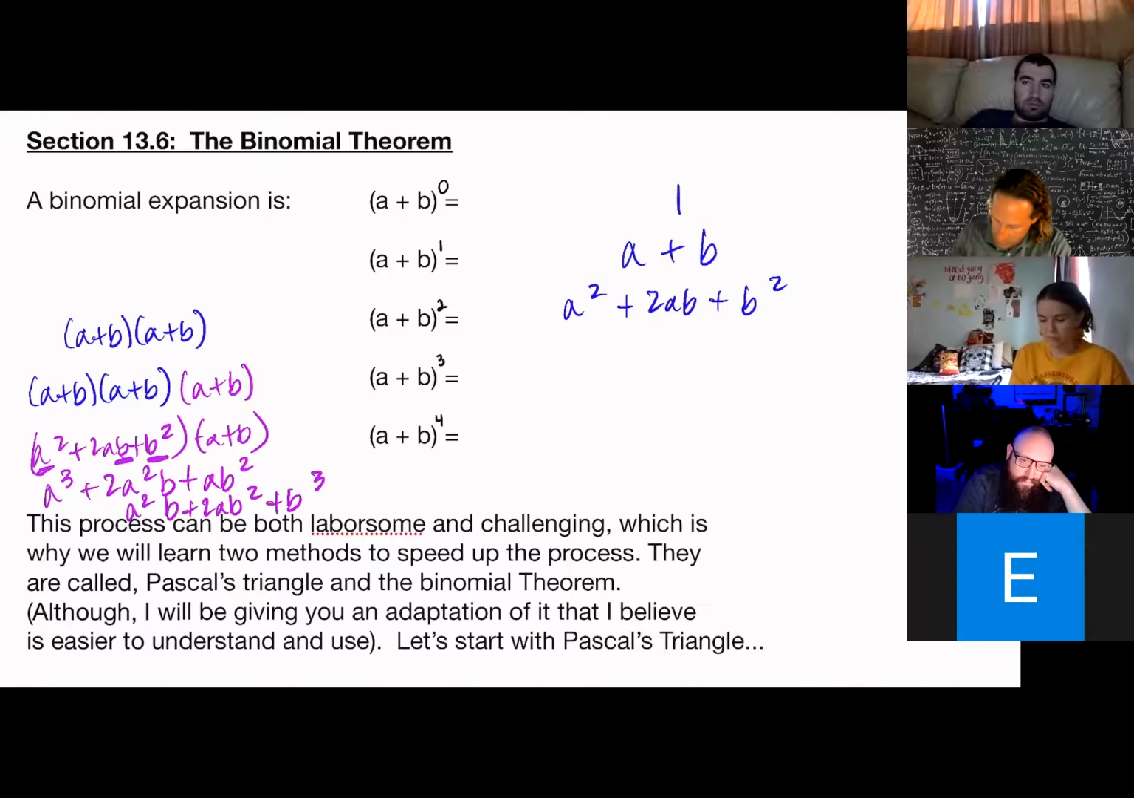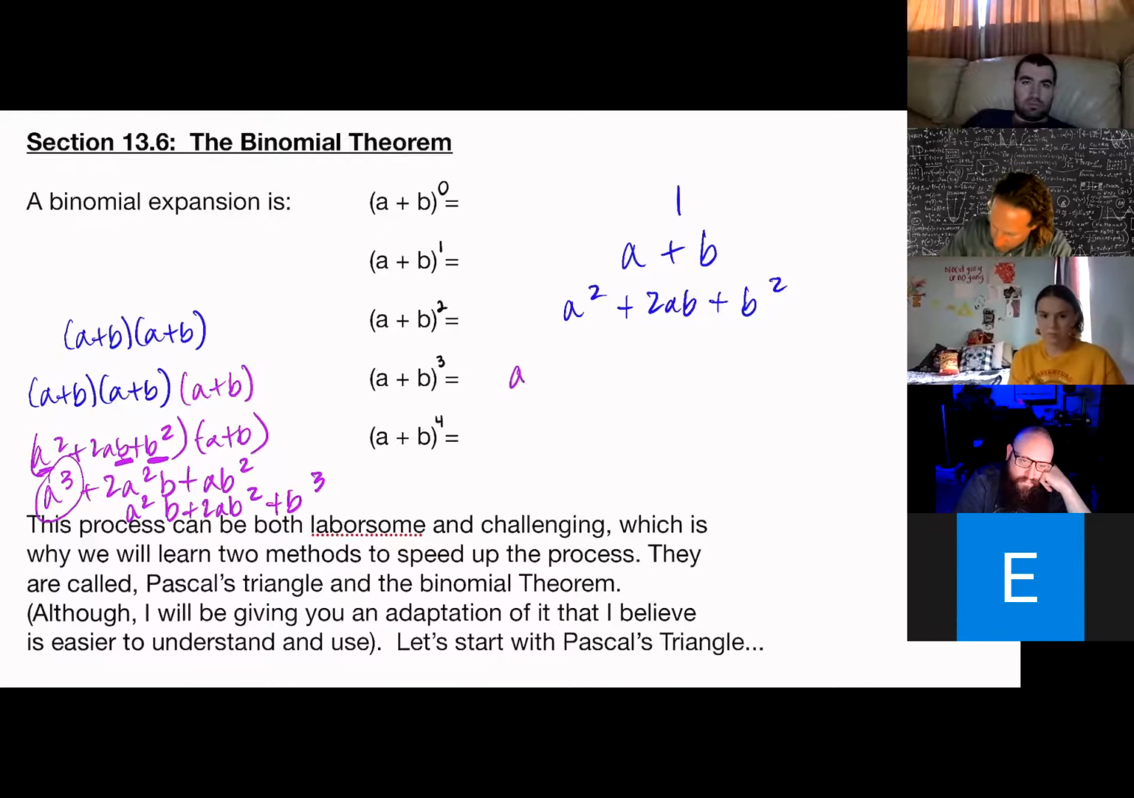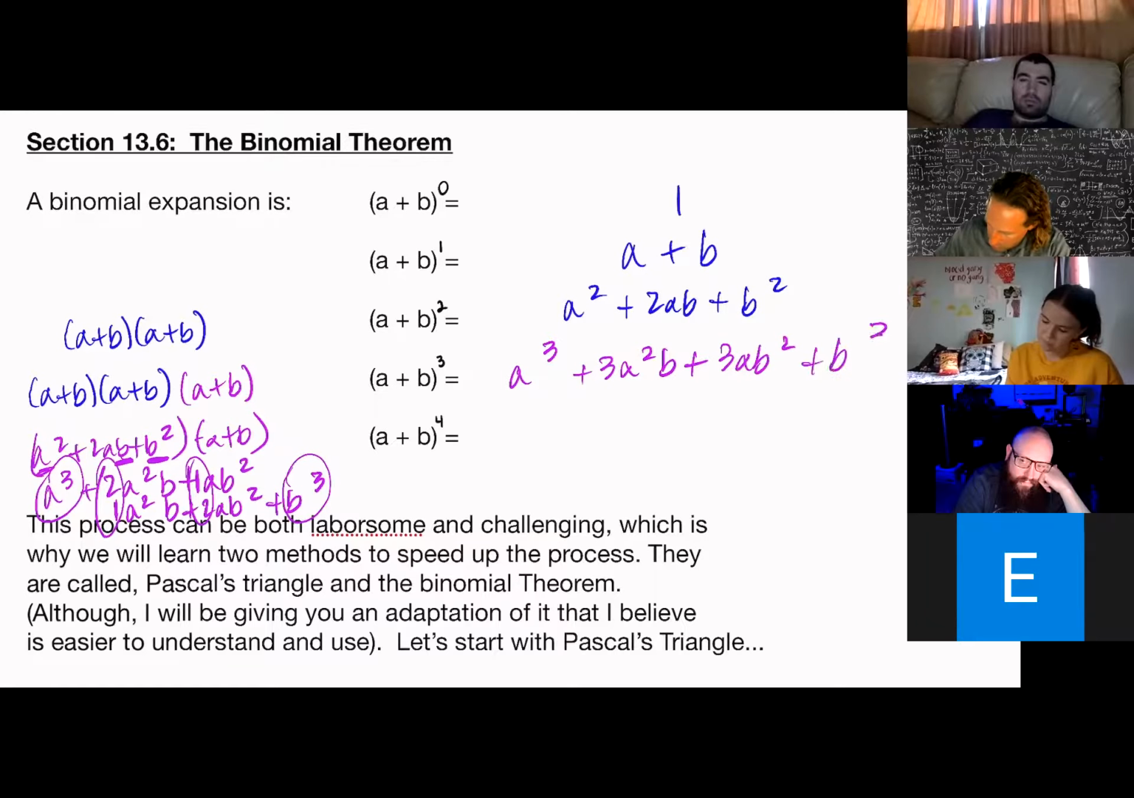So notice this one, I have an a cubed, 3 a squared b's, 3 ab squareds, and a b cubed. Have we started to see more patterns?